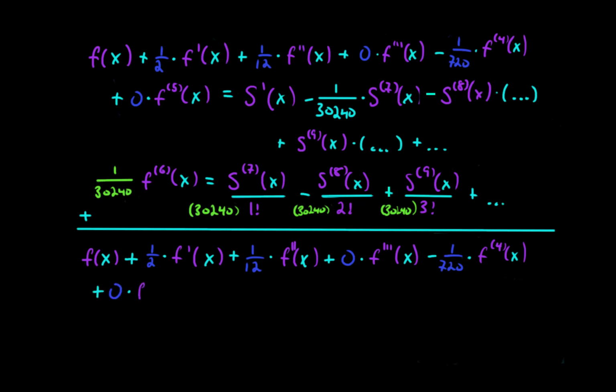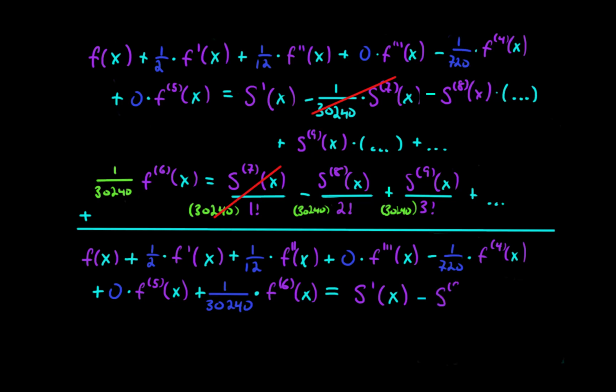And now I'm going to add that term on the left in the second equation, plus 1 over 30,240 times f6 of x. This whole thing will equal S prime of x, and then the S7 of x terms cancel, so the next term would be minus S8 of x times some factors that we would need to calculate, plus S9 of x times some more factors that we would need to calculate, and so on.